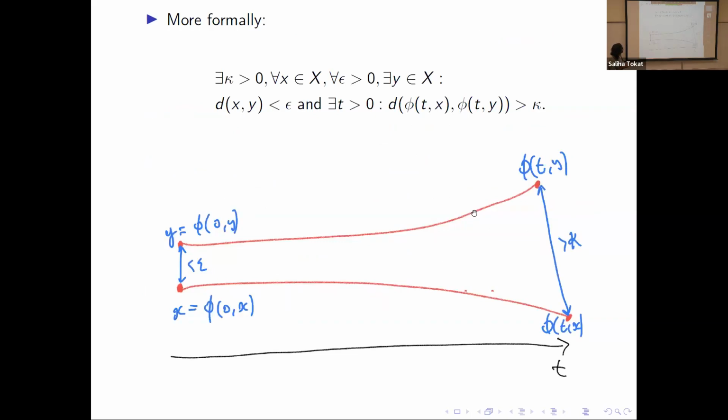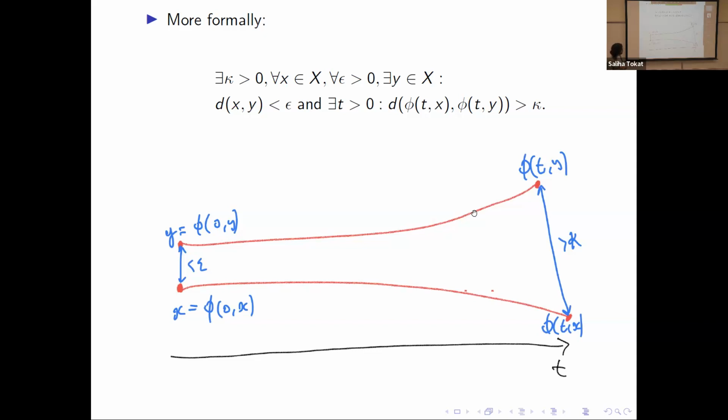In a more formal way, there exists kappa such that for every x in X and every epsilon, there is a y with distance less than epsilon, and there is a t such that the distance between phi_t(x) and phi_t(y) is bigger than kappa. In the picture, two points, phi_0(x) and phi_0(y), have distance less than epsilon. These are the trajectories of x and y. At some time later, the distance is bigger than kappa.